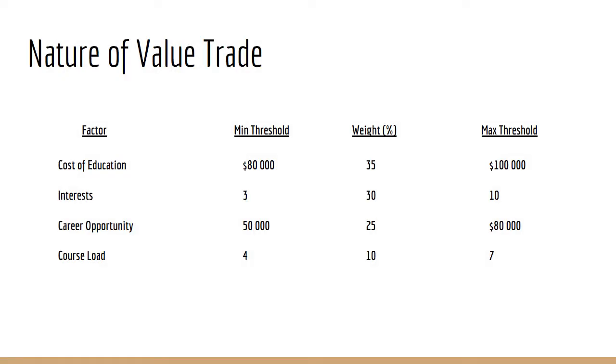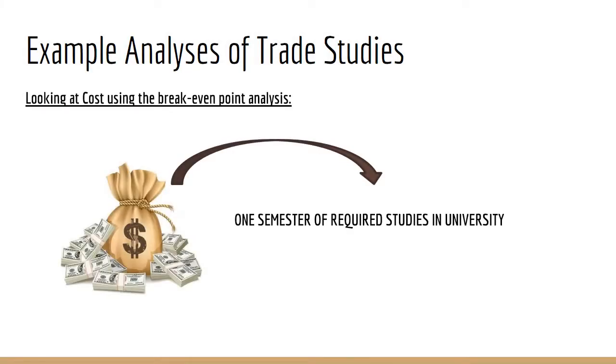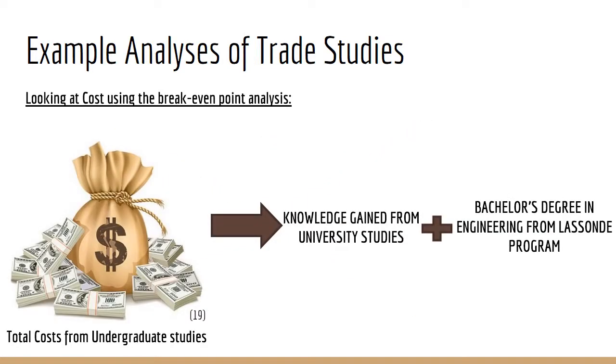Here we have our factors alongside the thresholds. So in terms of cost, in the short term, it can be seen that after every semester the money spent to learn has been balanced out, but in reality, we only break even after paying for the tuition and we obtain our bachelor's degree.